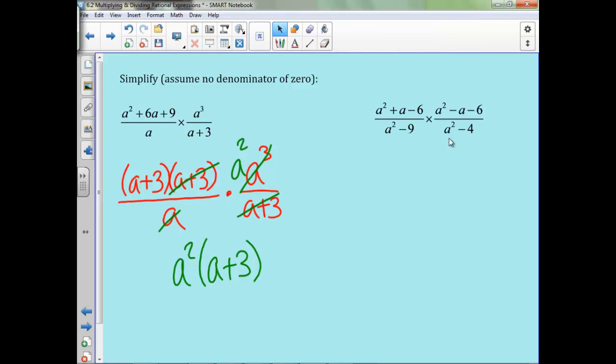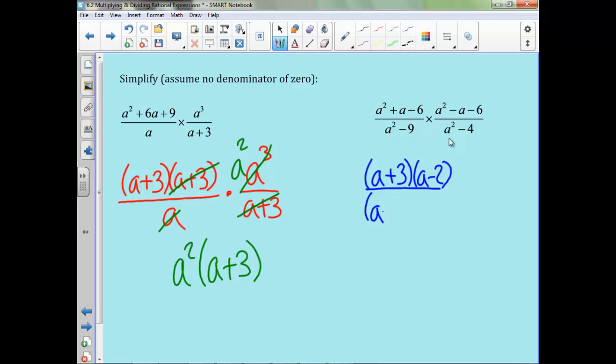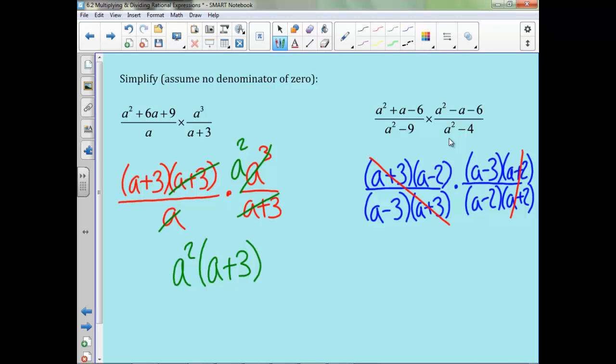Now this next one, same idea, we have to factor everything that we can factor. So our numerator on the left will be a plus 3, a minus 2. Denominator's difference of squares, so it's a minus 3, a plus 3. Numerator on the left is a minus 3 this time, a plus 2. Denominator is a minus 2, a plus 2, difference of squares. Now our a plus 3's can cancel. Our a plus 2's, a minus 2, and a minus 3. When everything divides itself, we are left with 1.